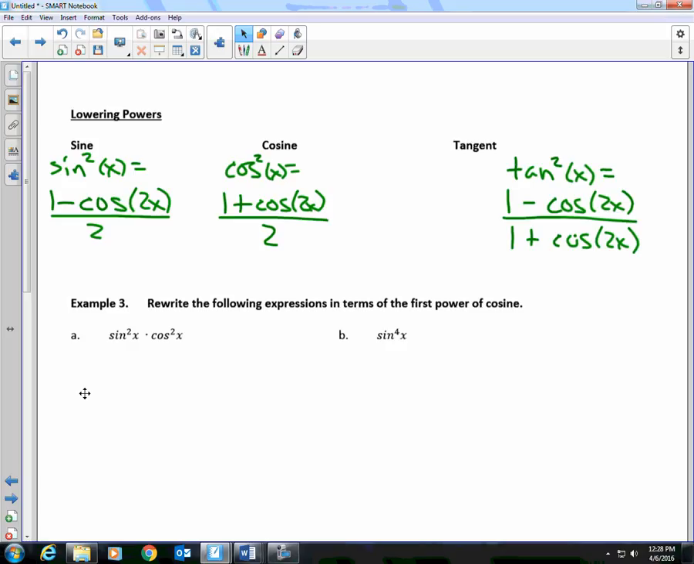Why do they call it lowering powers? What's that? Getting rid of the squared. So it goes from a squared down to a single degree. When is this useful? Primarily in calculus.